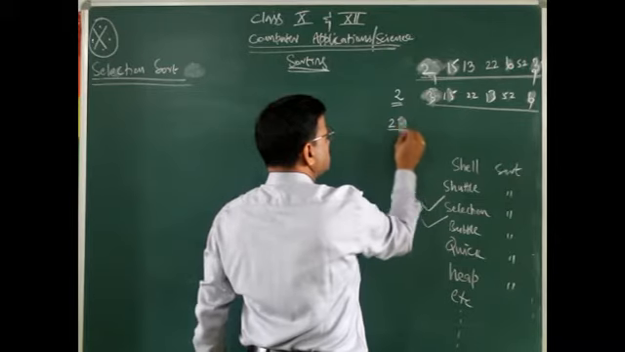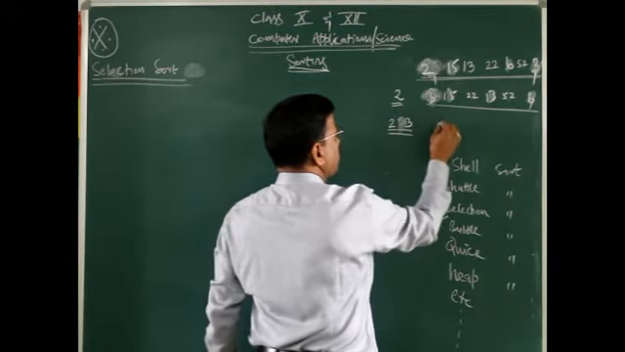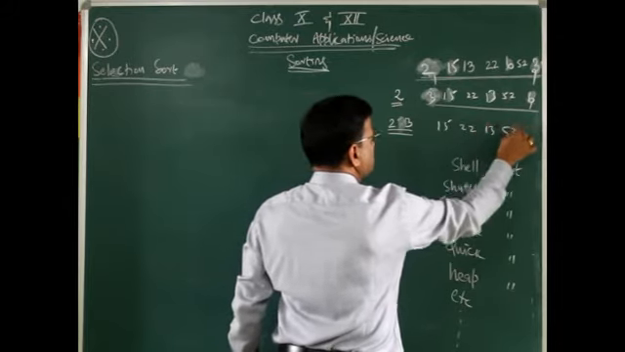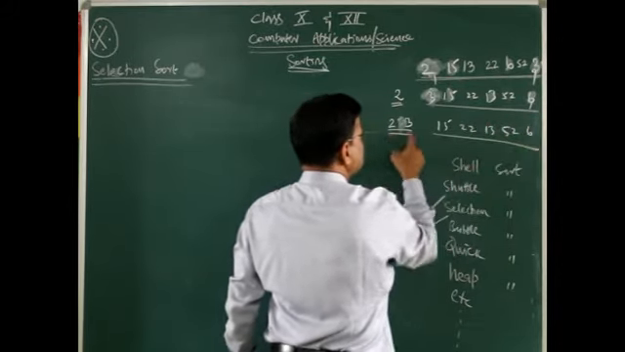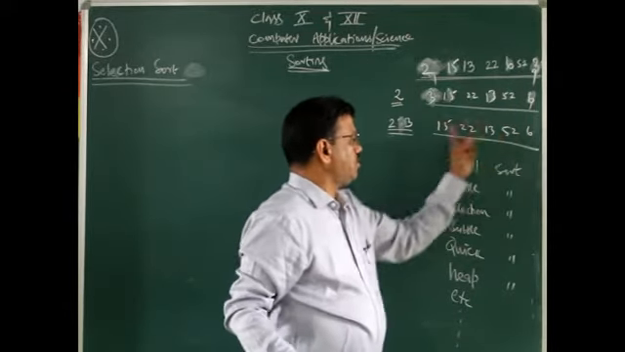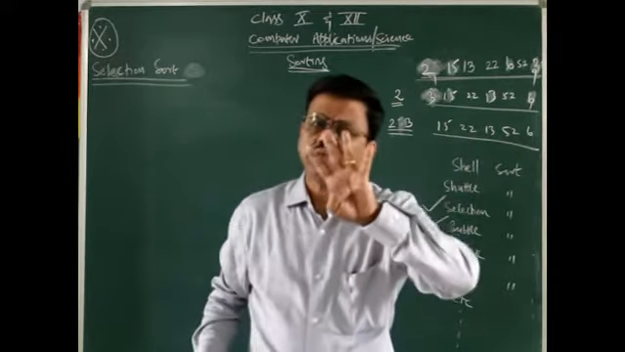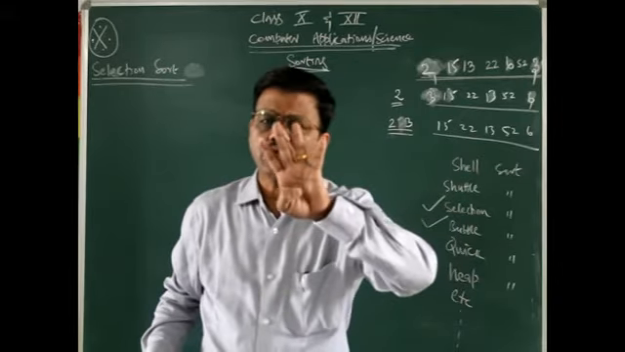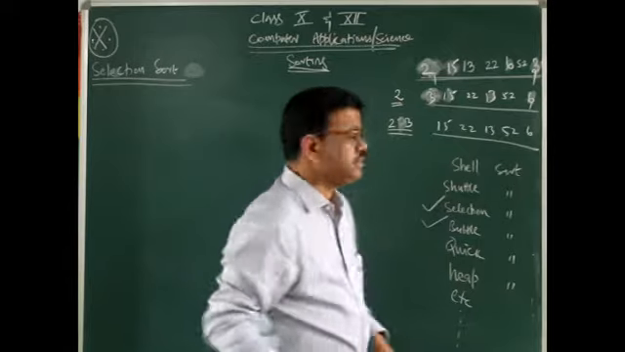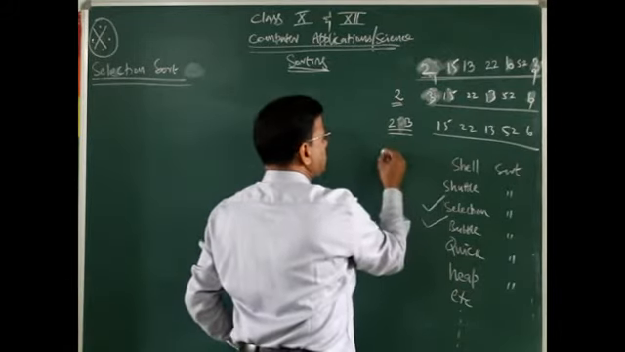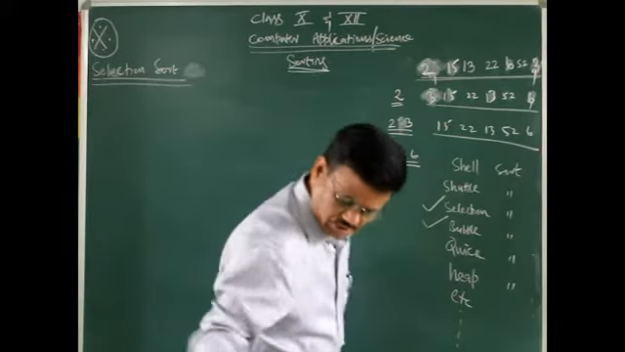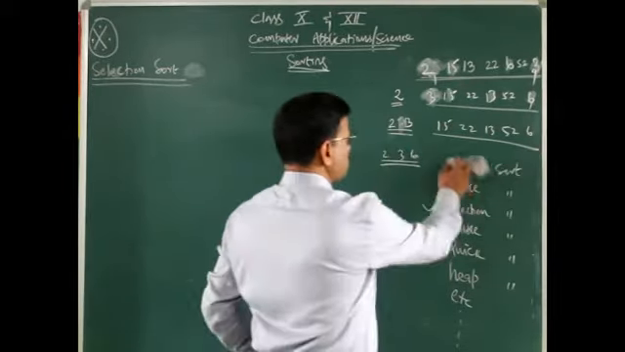2, 3. Here how many will be there? 15, 22, 13, 52, 6. This is the sorted part, this is the unsorted part. How many elements are there? 1, 2, 3, 4, 5. When there are 5 elements, how many times will it compare? 5 minus 1, which is 4 times. When you compare, the least value will be there. So what will the least value be? 2, 3, 6. This is the sorted part and this is the unsorted part.